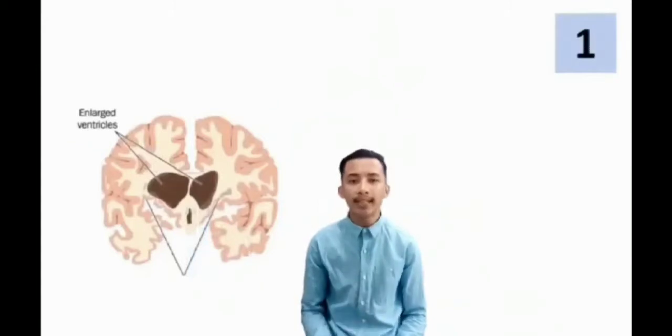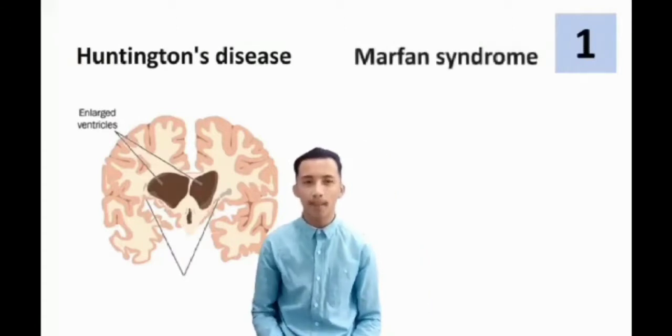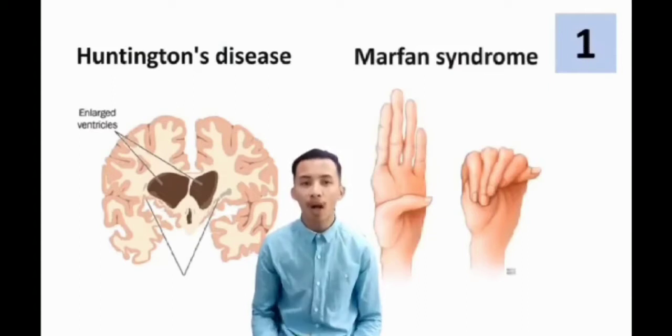Now, we will see some examples. Huntington disease is a neurodegenerative disorder mostly affecting the basal ganglia. Marfan syndrome is a connective tissue disorder. Usually, the patient has large stature and long arms and fingers.